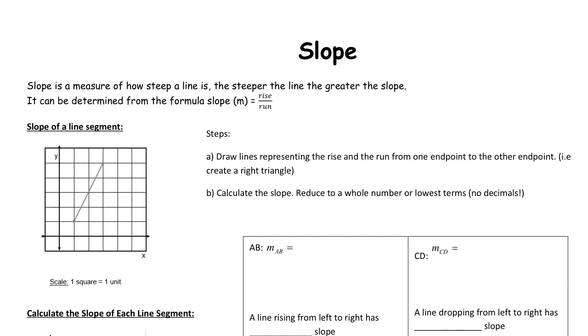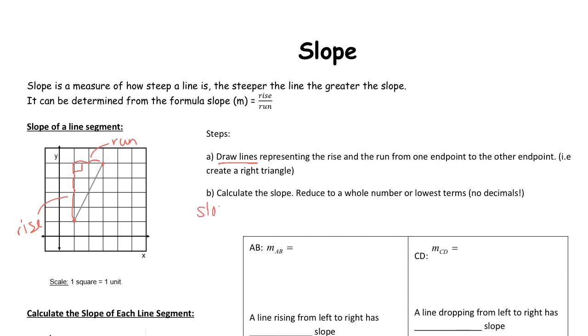So the first thing that we're going to do is draw lines that represent the rise and the run from one endpoint to the other, or from one coordinate on a line to another coordinate on a line. So from this endpoint down here at the bottom, my rise line is going up like that. So this is my rise. And then this part right here is my run. Okay, so it does create a right angle triangle here. We're going to calculate that slope now.